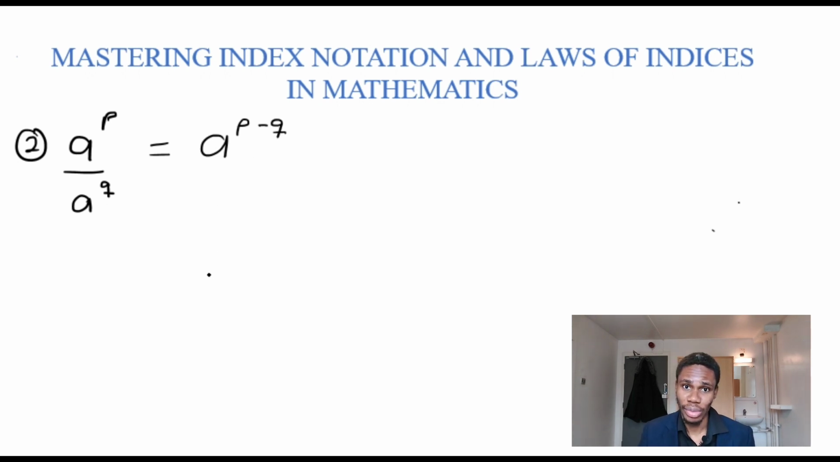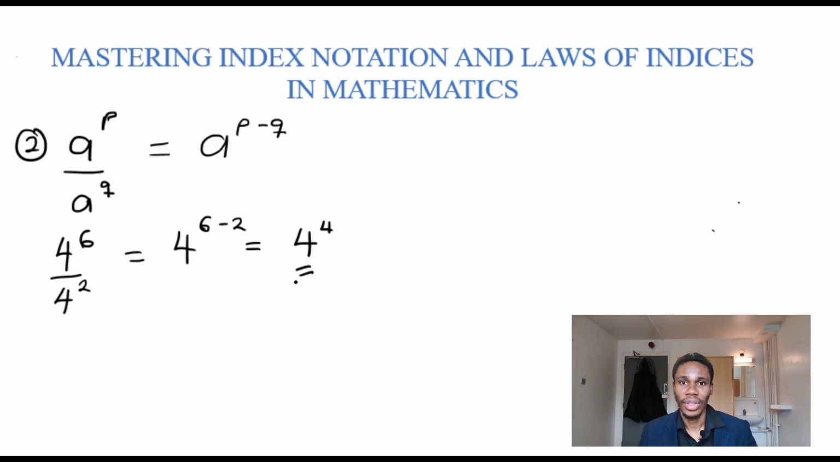Let's take some examples. 4 to the exponent 6 divided by 4 exponent 2. They have the same base and there's a division sign, hence we subtract the denominator from the numerator. So 4 exponent 6 minus 2, we have 4 exponent 4. And that's our final answer.